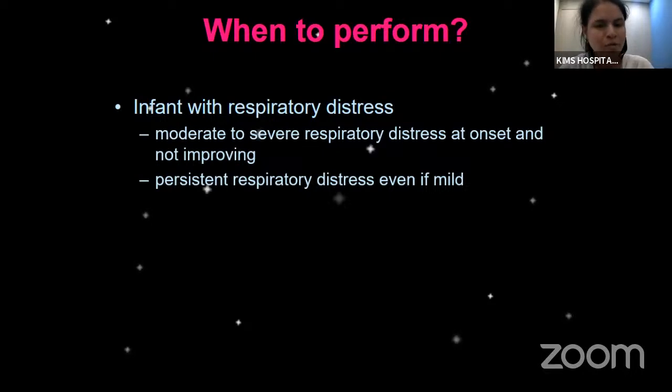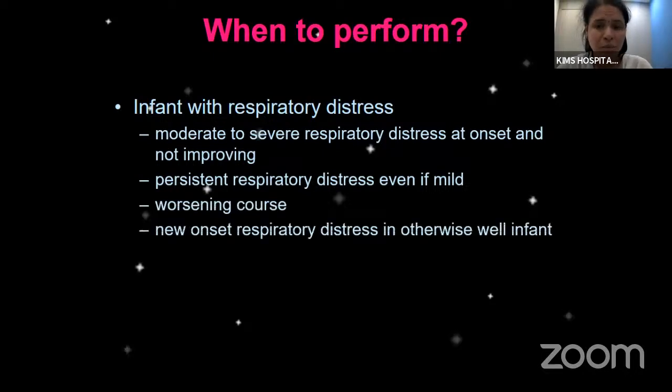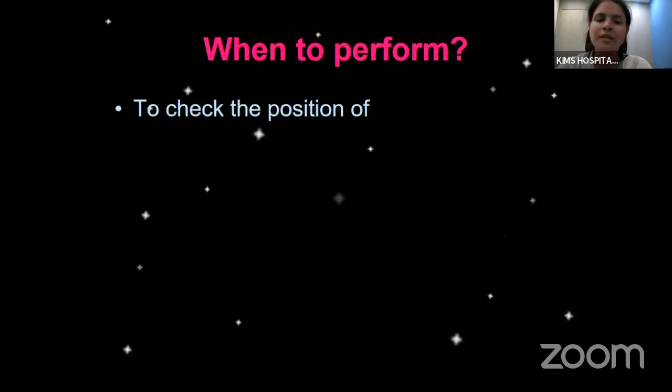So upfront moderate to severe distress, right from onset or right from birth or right from the time of admission and something which is not improving, or if there is mild respiratory distress which is persisting for more than 6 hours, 7 hours, still we would want an X-ray. Any respiratory distress that has a worsening course is also something that needs an X-ray to be performed. And new onset respiratory distress in an otherwise well infant. So if the infant was relatively well, but developed new onset or worsening respiratory distress, again, this is an indication to perform X-ray.